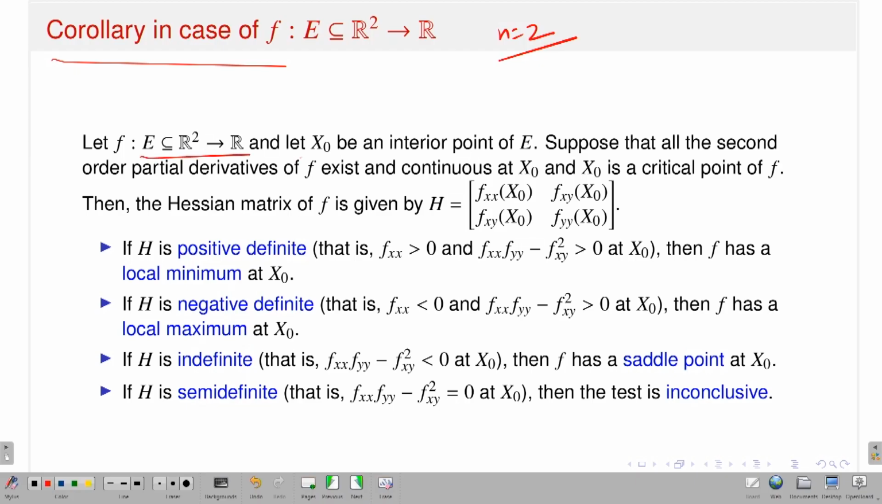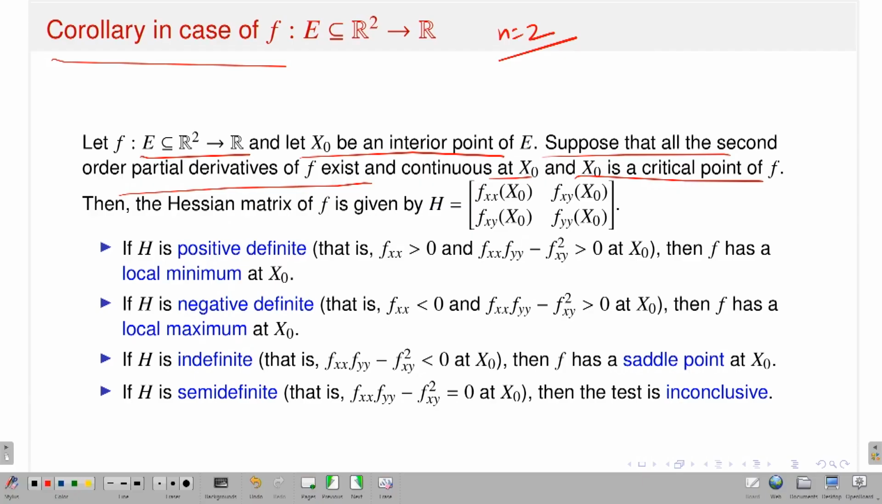Okay. Let x naught be an interior point. Suppose that all the second order partial derivatives exist and are continuous, and x naught is a critical point. So, many things I have assumed. It is a function from R2 to R, x naught is a critical point, and all the second order partial derivatives at the point x naught exist and are continuous.